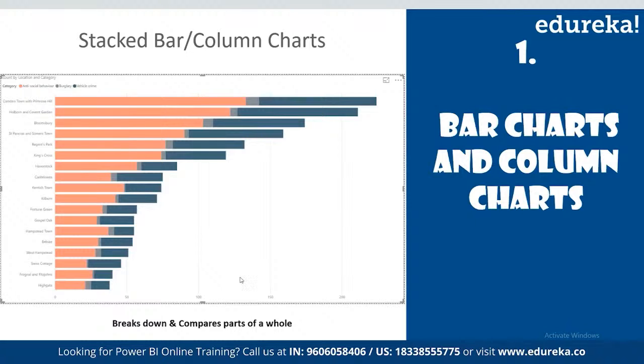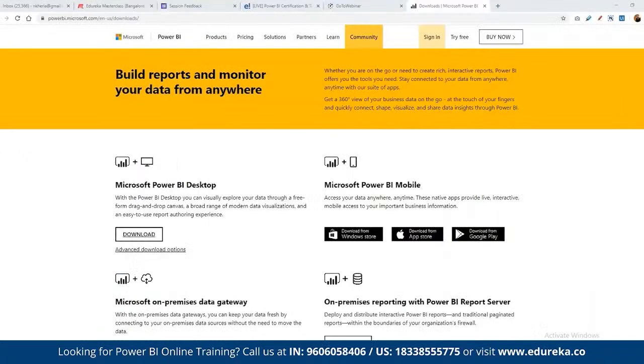Now, in order to get started, guys, we can simply go and open up this link called powerbi.microsoft.com. And in here, we can choose the type of solution that we are trying to download and install.